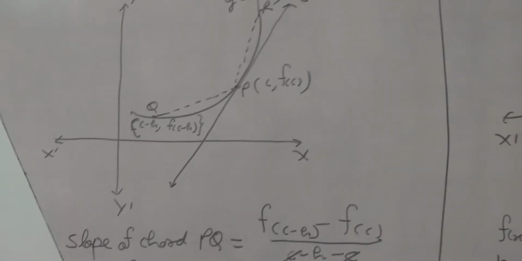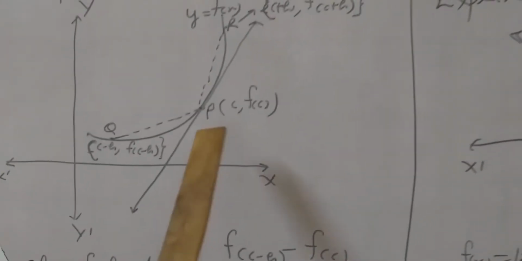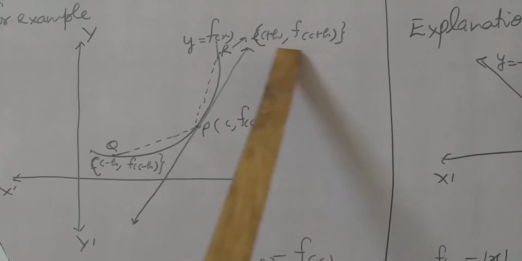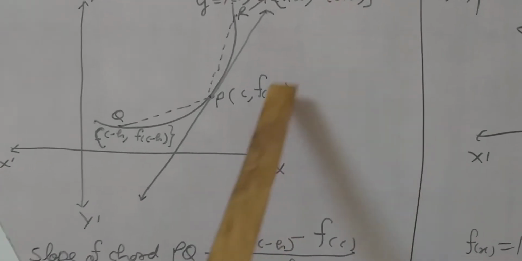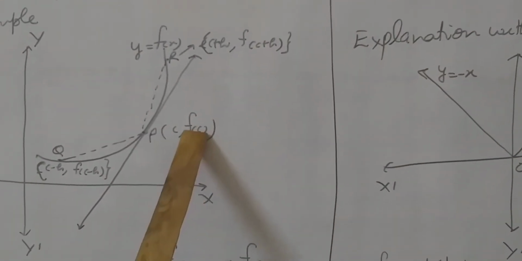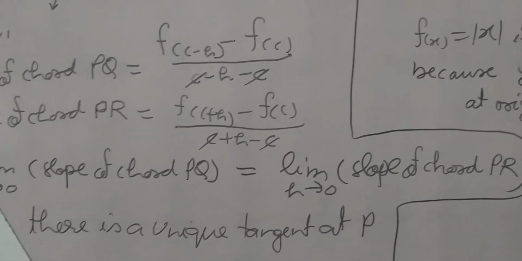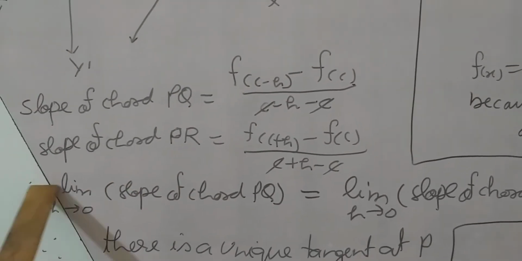Now students, let us find out the slope of the chord PR. So it is x2 y2, student, and this is x1 y1. So y2 minus y1 means f(c plus h) minus f(c), upon c plus h minus c, x2 minus x1. c cancels, student. So this is the slope of chord PR.